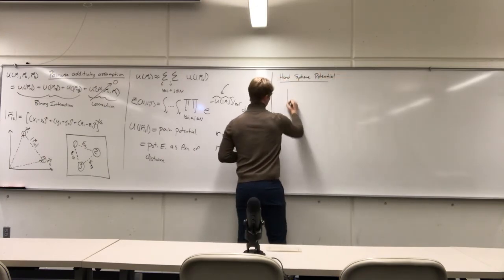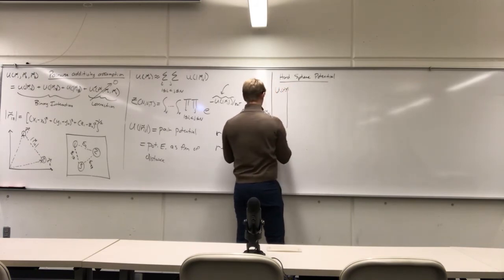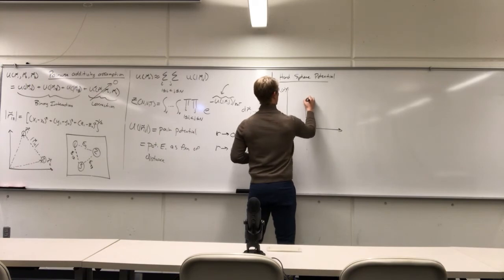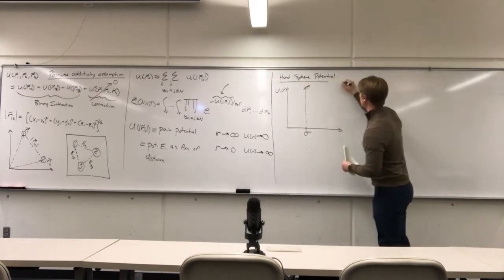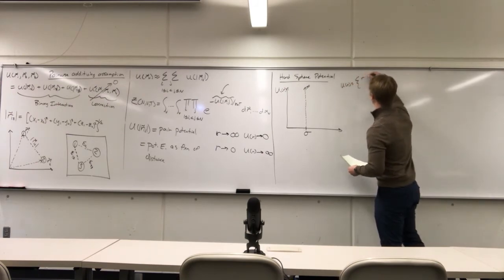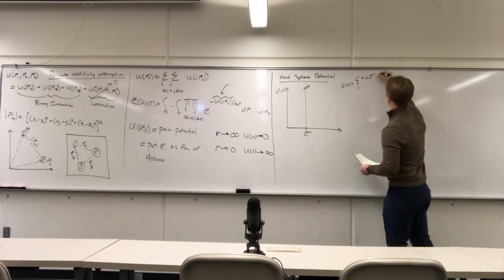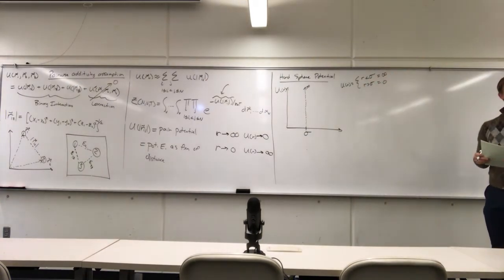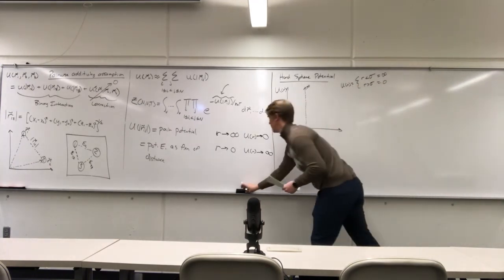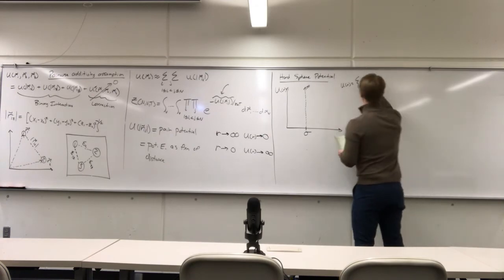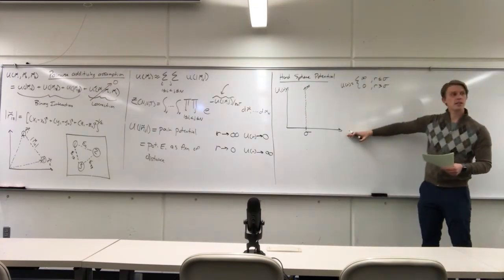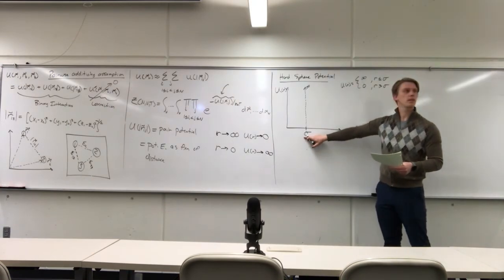So a hard sphere potential, you can draw it out, the potential energy as a function of r. I'm just going to use r instead of rij just for simplicity's sake. All that it means is that the potential energy is equal to infinity for r less than or equal to sigma, and 0 for r greater than sigma. So basically it's saying that there is no interaction between the molecules until they come in contact.